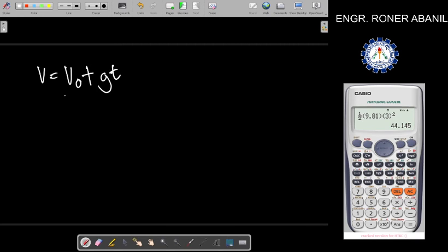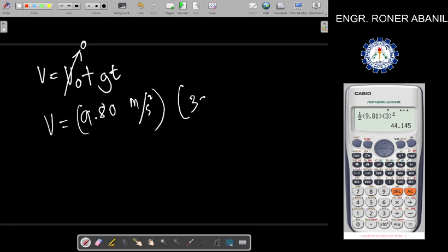And dahil wala siyang initial kasi naka-rest siya, automatic magiging 0. So v is equal to 9.80 meter per second square. Multiply mo lang ng time na 3 seconds, automatic makakancel yung isang second dito. So magiging ang velocity natin is ilan ba? 9.80 multiply by 3.